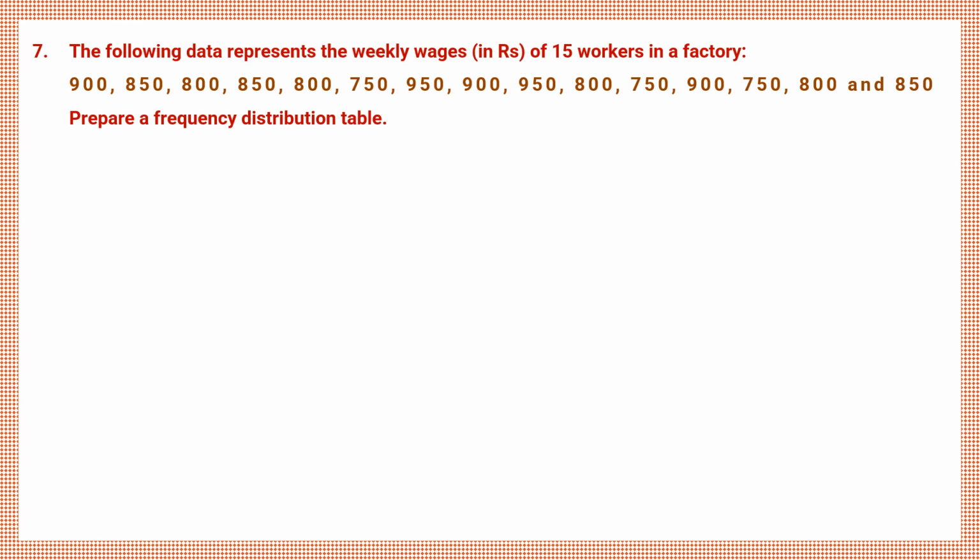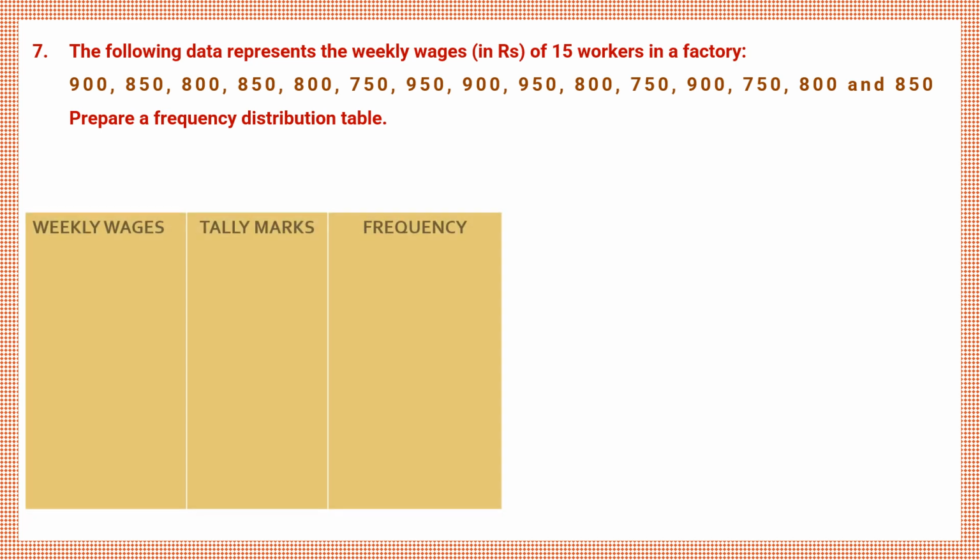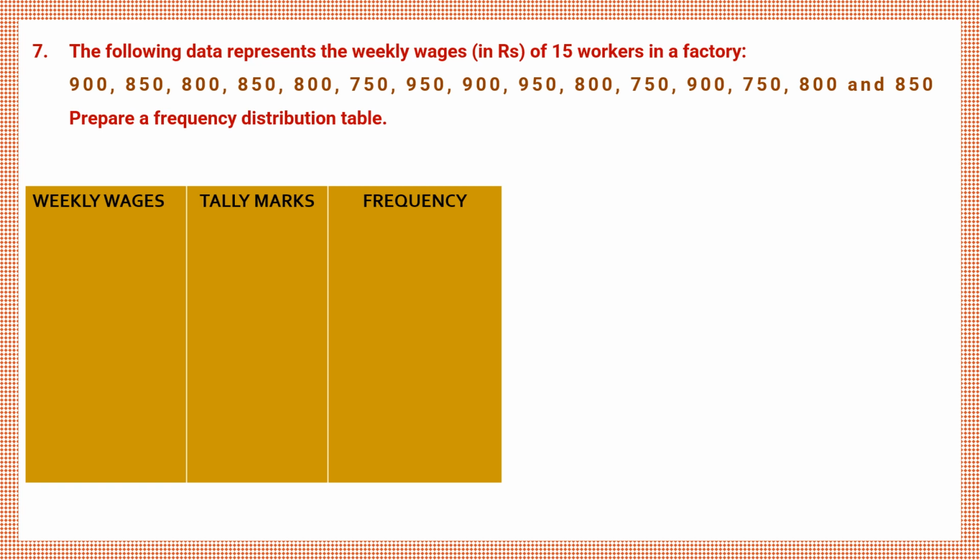Question 7. The following data represents the weekly wages in rupees of 15 workers in a factory. So the weekly wages is given. Now we have to prepare a frequency distribution table. So first step is we have to draw the table with 3 columns. So here weekly wages, and here it is in rupees. So we can even mention that in rupees. Then we have the tally marks and the frequency.